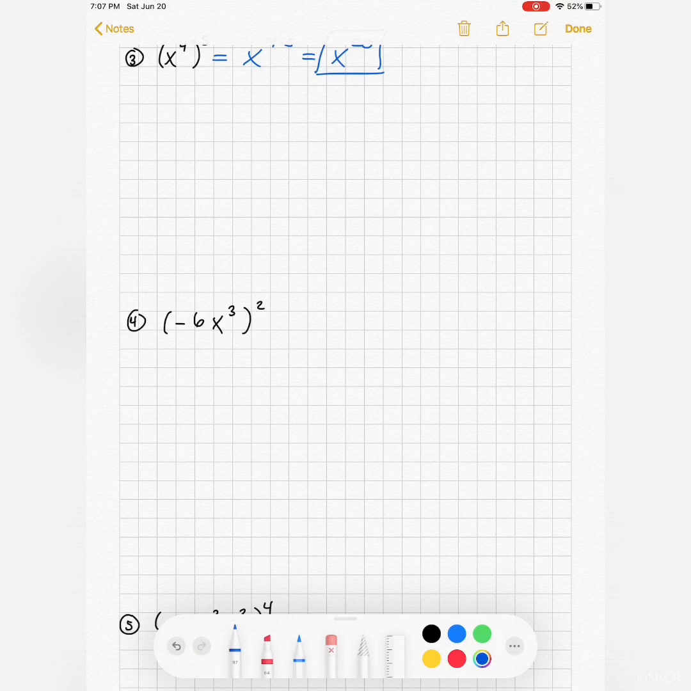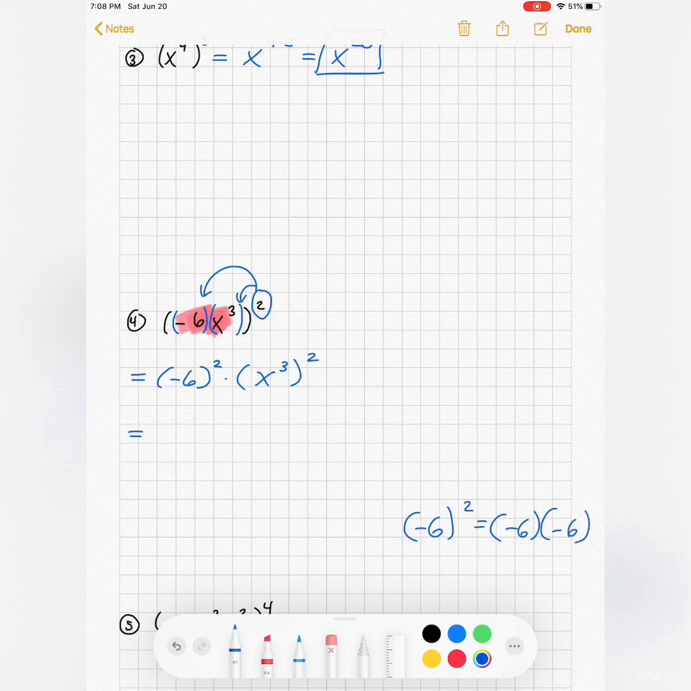Okay, so here I have a little bit fancier looking monomial. Still got just one term, but I've got two factors in there. I've got the -6 and the x cubed. So this exponent has to distribute to both factors inside. So that'd be -6 squared times x cubed squared. Now remember, -6 quantity squared is -6 times -6. That's positive 36. Power to a power, I multiply.